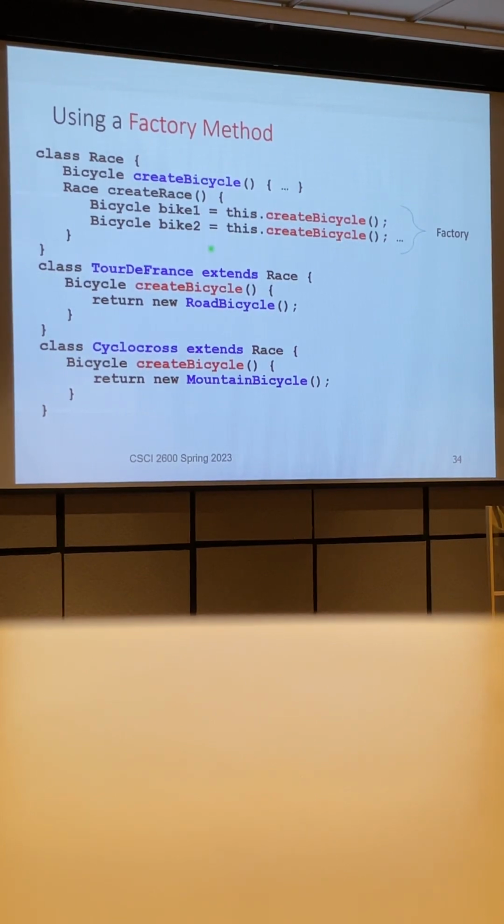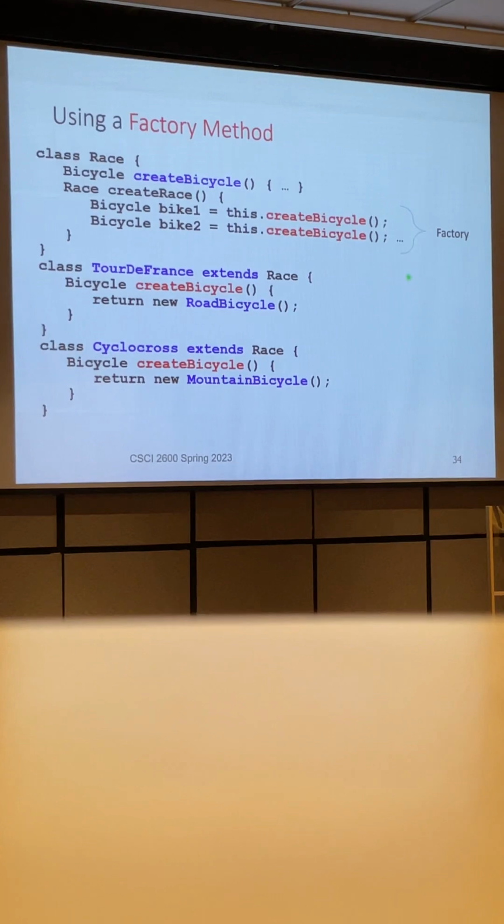Provided, of course, that there are two bicycles, right? Of course, there are some assumptions. So here the assumption is, as you can see from this code, that in every type of race, we only have two bicycles. If we need to remove this restriction, then things will get slightly more complicated, right?